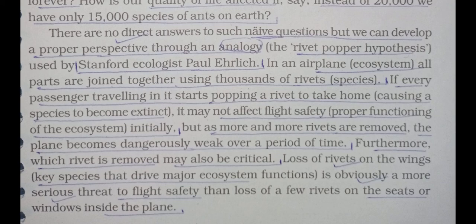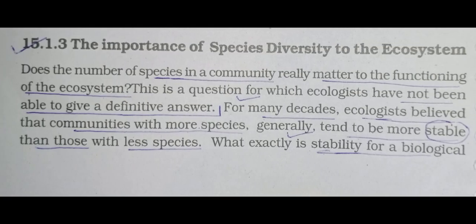It means if you remove the seat or any minor part, then it will be safer. But if you remove the rivets found on the wings, then it will be dangerous. It means if a keystone species is removed from the ecosystem, then it will be dangerous. Okay, so this question is completed here. So many MCQs are there.